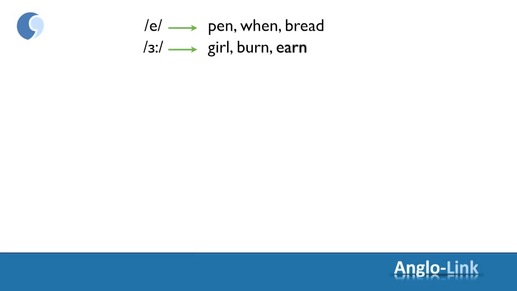Okay, moving on to our second pair, the difference between the short E, as in pen, when, bread, and the long E, as in girl, burn, earn. Let's look at our minimal pairs and hear the difference between the two.